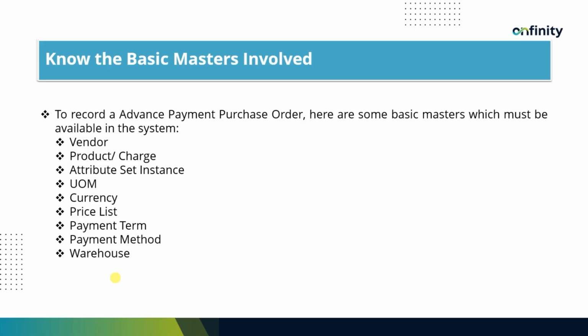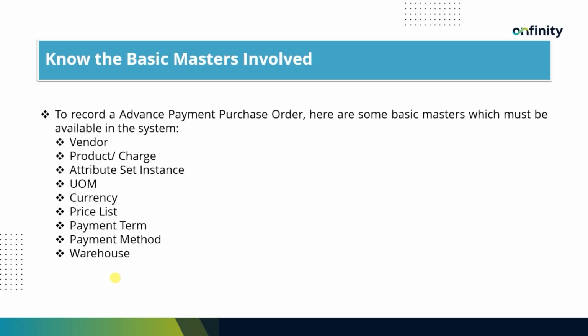Let's now get to know the basic masters involved in the process. To execute this process smoothly, certain master data must be available. Lastly, before we begin the walkthrough, let's take a moment to know the basic masters involved in this process. These records play a crucial role in ensuring the efficient execution of the advance payment purchase order flow.